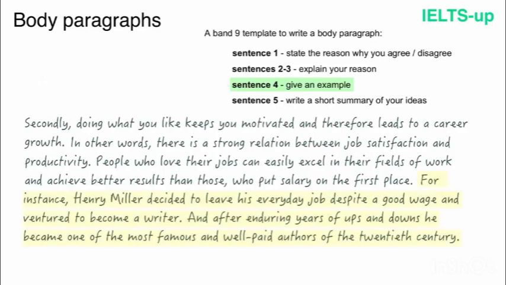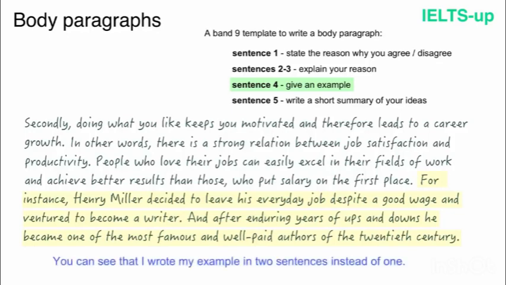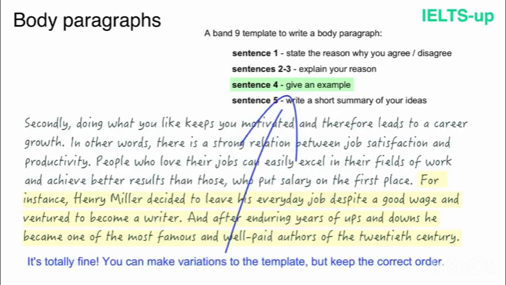For instance, Henry Miller decided to leave his everyday job, despite a good wage, and ventured to become a writer. And after enduring years of ups and downs, he became one of the most famous and well-paid authors of the 20th century. You can see that I wrote my example in 2 sentences instead of 1. It's totally fine. You can make variations to the template, but keep the correct order.